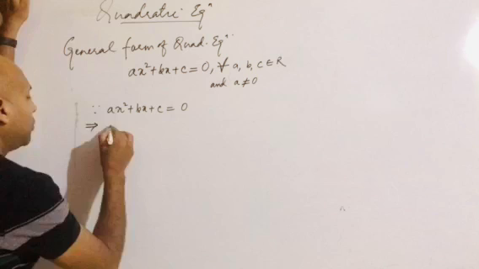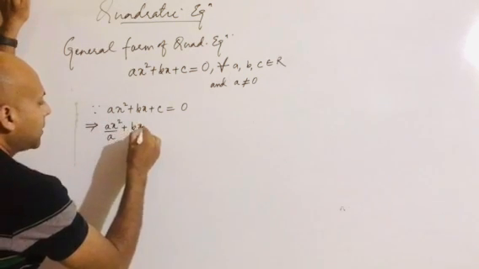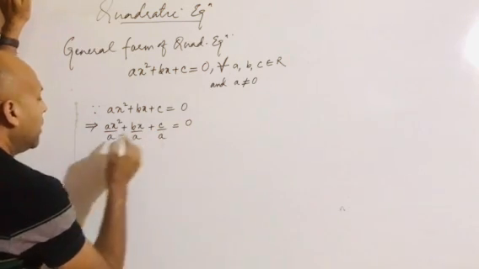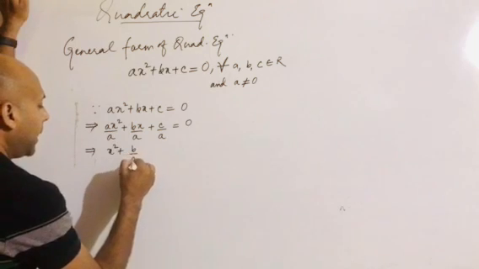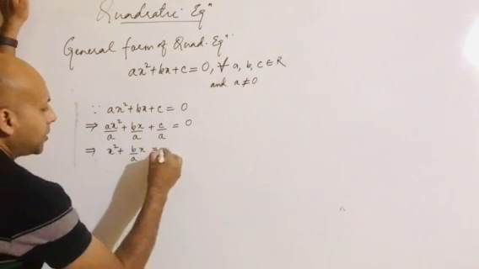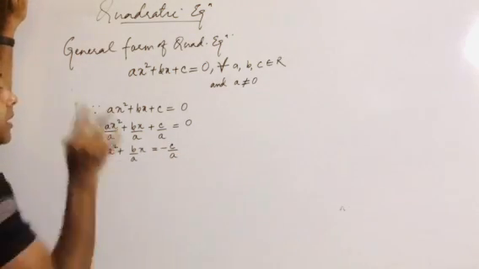If I divide throughout by a, this is ax square divided by a plus bx divided by a plus c divided by a equals to 0. So the next line it will become x square plus b by a x plus c by a. This is the constant term, so I am taking this constant term to the right hand side, that is equal to minus c by a.